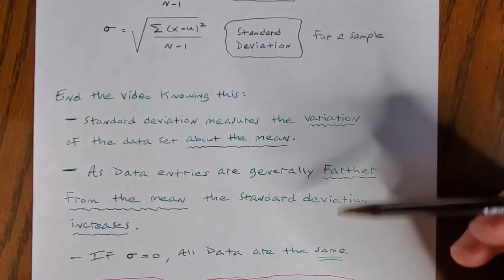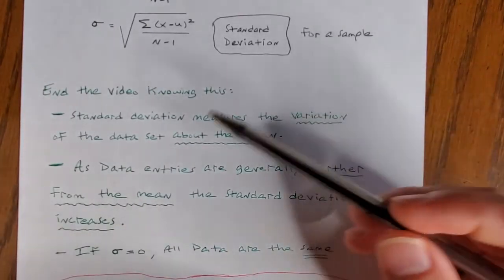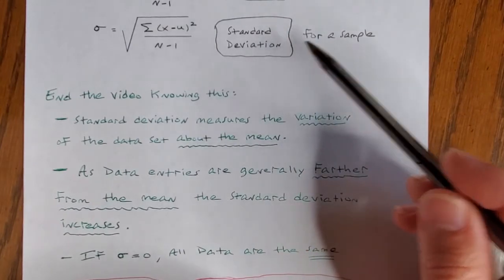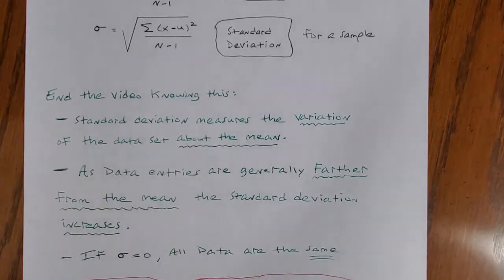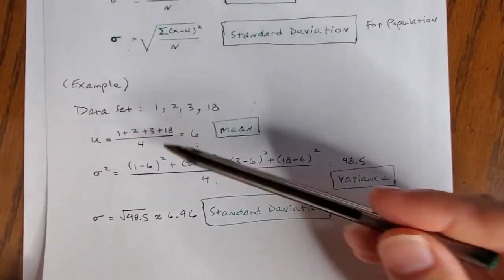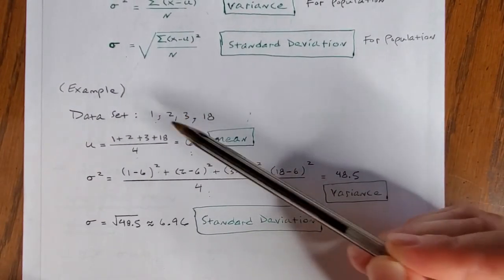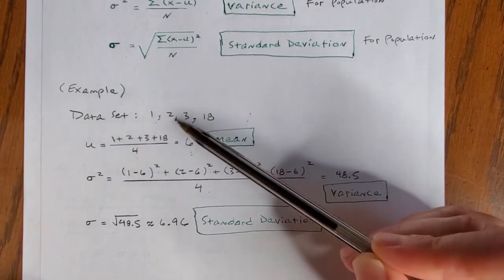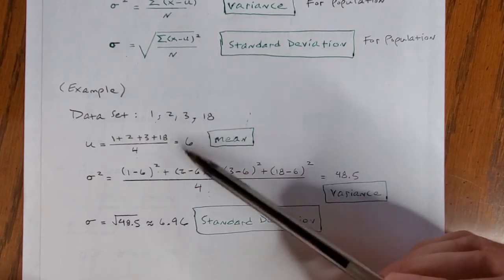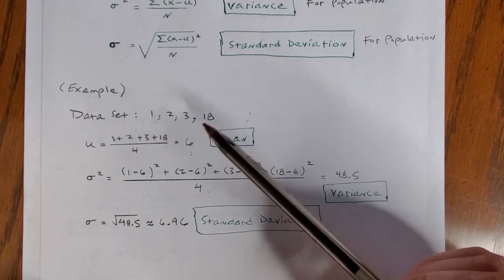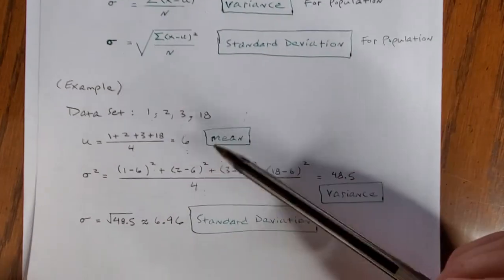Let's do a little summary of what these things are as we look back. So standard deviation, whether it's for a sample or a population, measures the variation of the data set about the mean. That's why we take the data entry minus the mean. That tells you how far apart it is from the mean. Like we did 1 minus 6, then 2 minus 6, then 3 minus 6, then 18 minus 6. All those differences measure how far the numbers are from the mean. Now there's more to the formula than that, but that's where you start out.